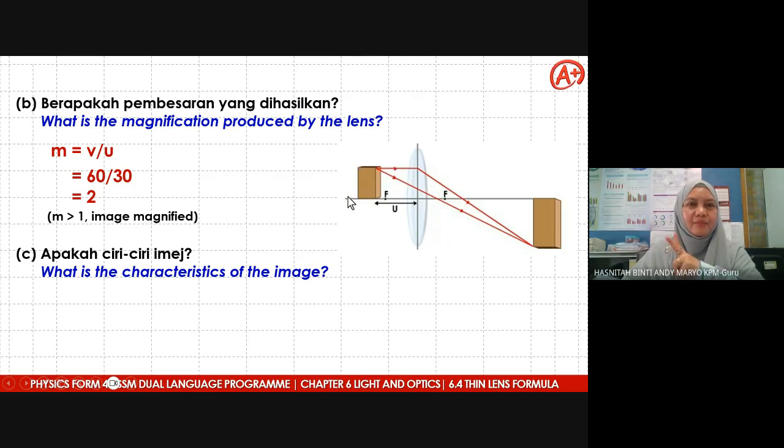Okay. Then what is the characteristic of the image? This is the third question, similar to your workbook, also question number 3.